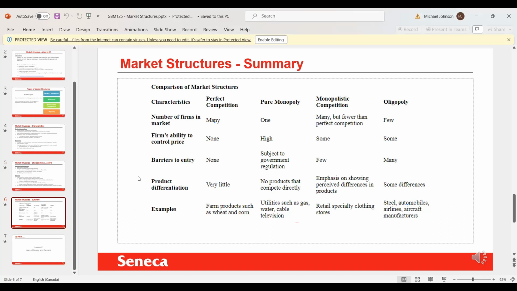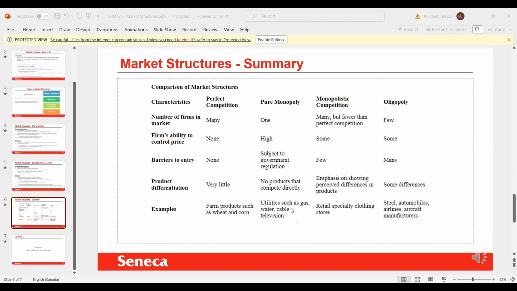There's no barriers to entry to perfect competition. For pure monopoly, it's subject to government regulation for barriers to entry. Monopolistic competition, there's few barriers to entry. And then oligopoly, there's many barriers to entry. Product differentiation, perfect competition, there's very little. Pure monopoly, there's no products that compete directly. Monopolistic competition, emphasis on showing perceived differences in products. Oligopoly, some differences. Examples of perfect competition are farm products such as wheat and corn.